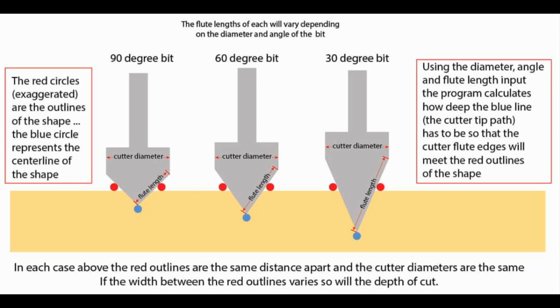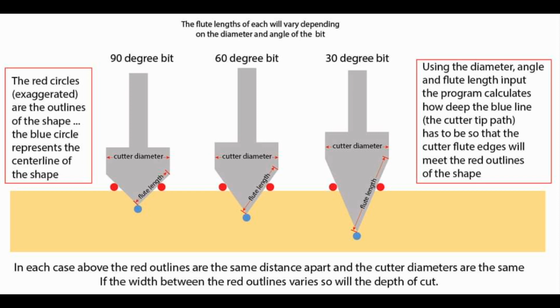So the common angles that you can use for V-bits are a 90-degree bit, a 60-degree bit, and a 20-degree bit. As you can see on this image here, it lists a 30-degree bit, but the ones that I have found were 20-degree bits. One thing you need to pay attention to when picking the bit that you want to use is how far that V-bit is going to go down.